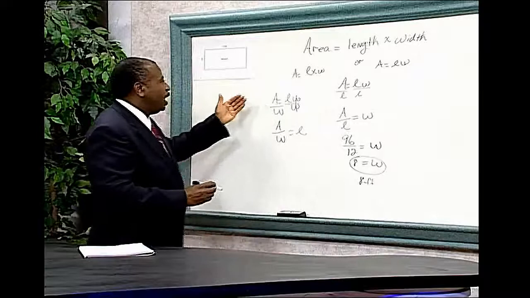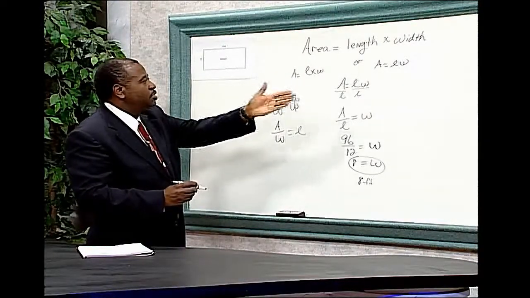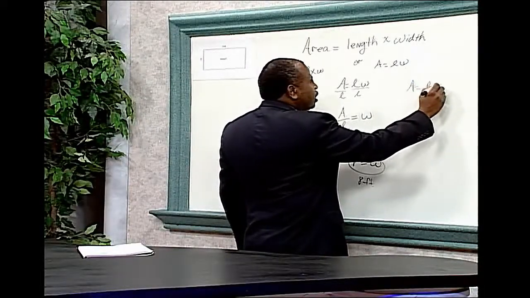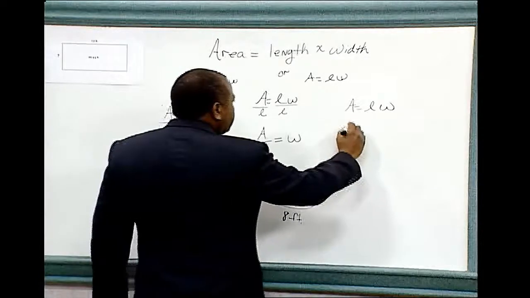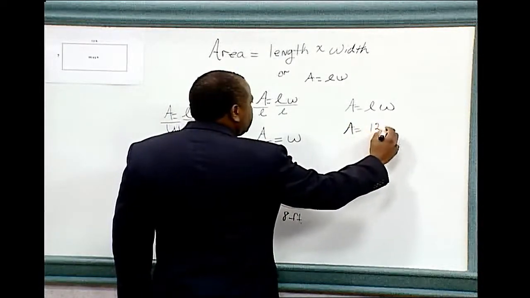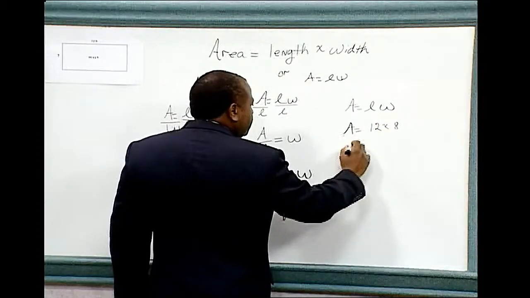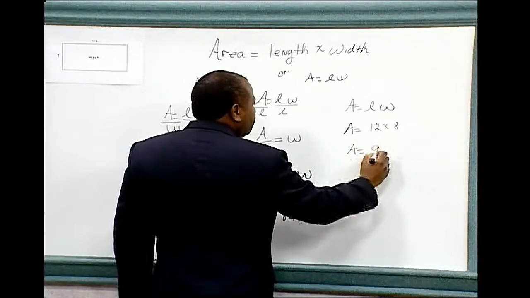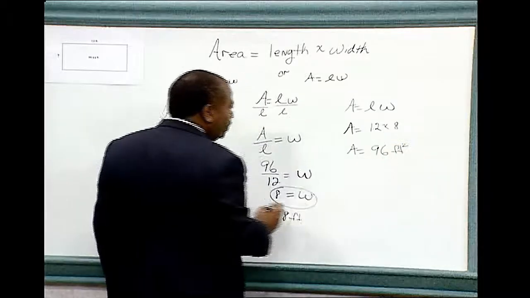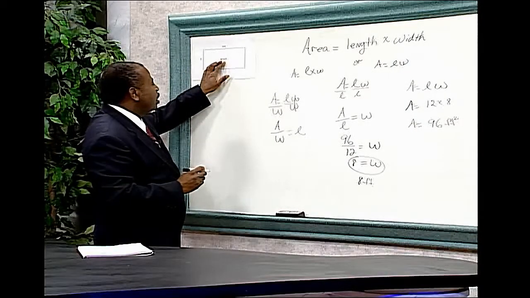Now let's go back and utilize the formulas that we derived. Starting with the area formula, A is equal to L times W. The area is equal to the length, which is 12, times the width, which is 8. 12 times 8 is 96. So we get 96 feet squared. And that's what we originally started out with, being the area of this particular problem.